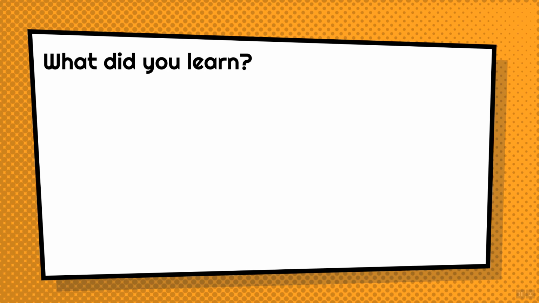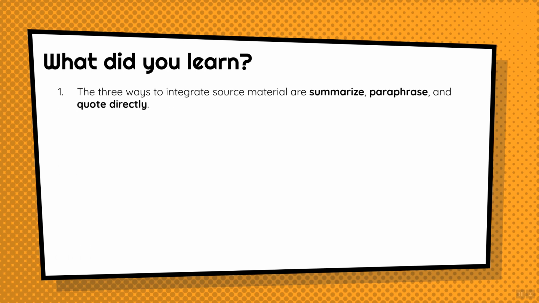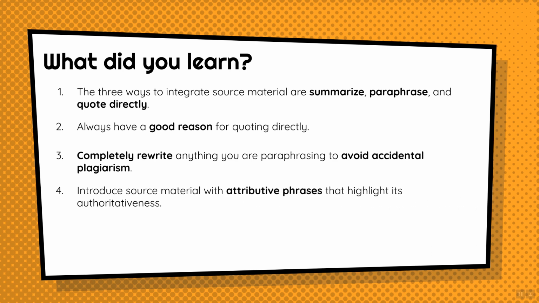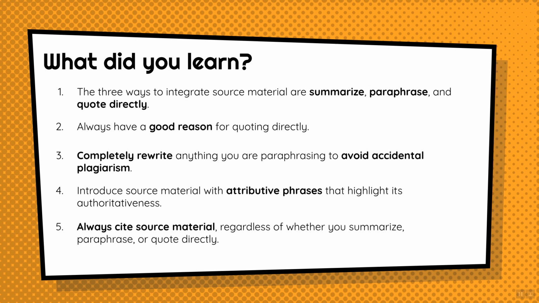So let's briefly summarize. What did you learn? The 3 ways to integrate source material are to summarize, paraphrase, and quote directly. You must always have a good reason for quoting directly. You need to completely rewrite anything you're paraphrasing to avoid accidental plagiarism. Always introduce source material with attributive phrases that highlight its authoritativeness. And finally, always cite source material regardless of whether you summarize, paraphrase, or quote directly.